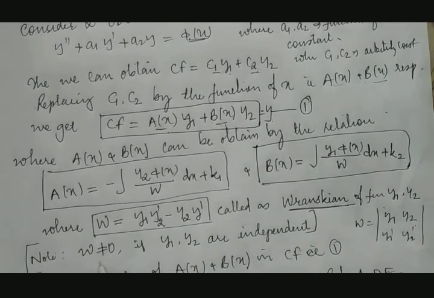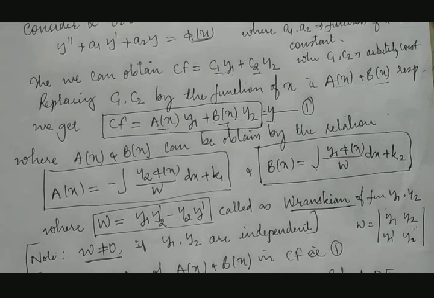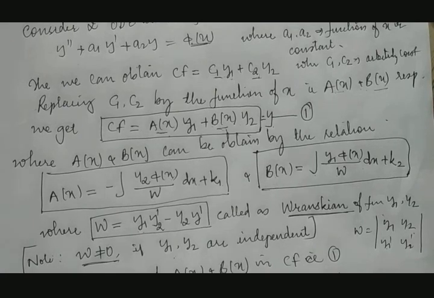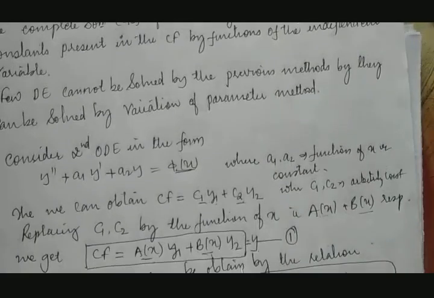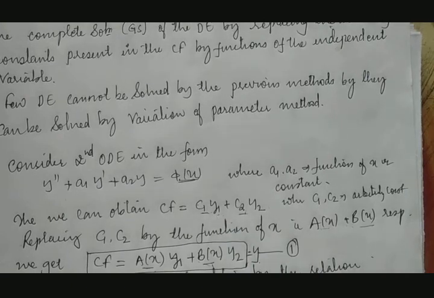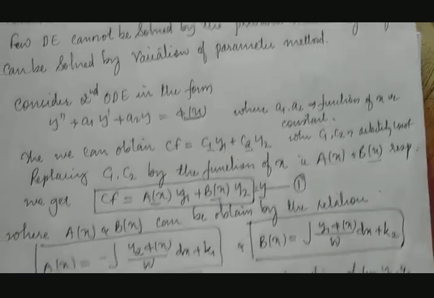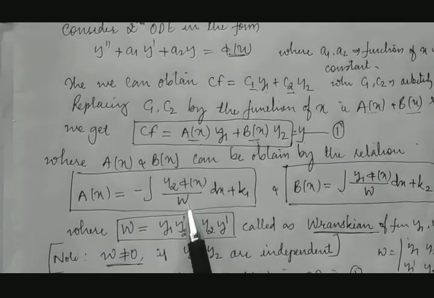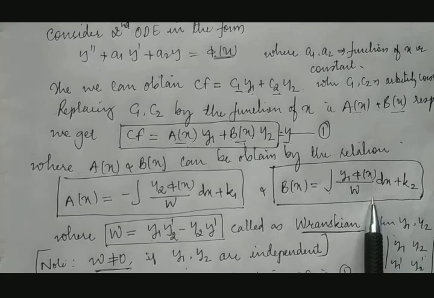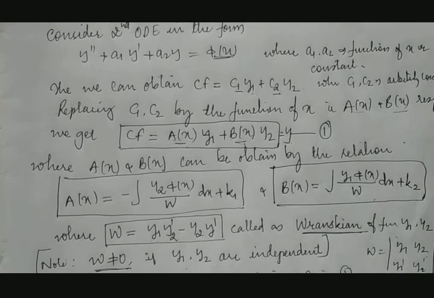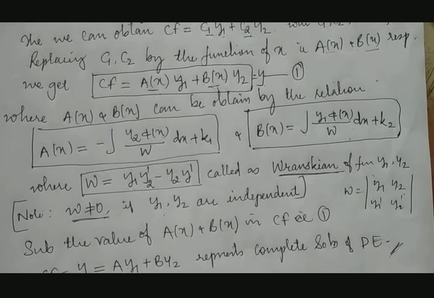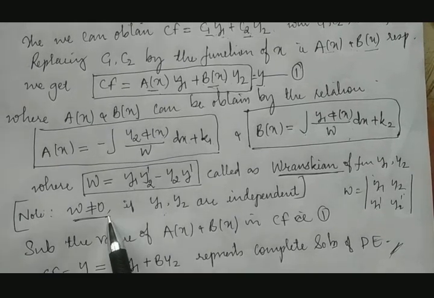But there is a condition. This W should not be equal to 0 if y1 and y2 are independent. In the very first class, we studied the complementary function, where y1 and y2 are independent functions. So W should not be equal to 0. If W becomes 0, our values of A and B will become infinity, and then the entire solution leads towards infinity. Because of that, we should not take W equal to 0.